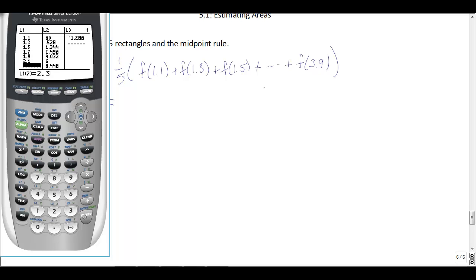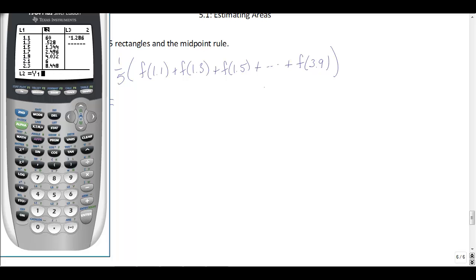2.1, 2.3, 2.5, 2.7, 2.9, 3.1, 3.3, 3.5, 3.7, 3.9, and that's the last one. And then in L2, just go up to highlight L2, go variables, y variables, function.